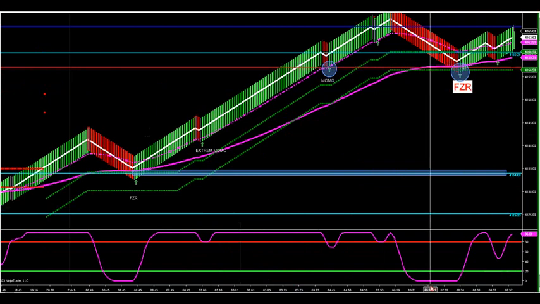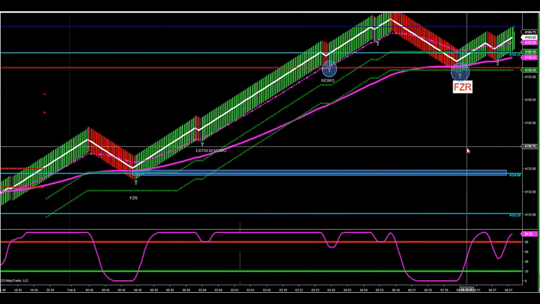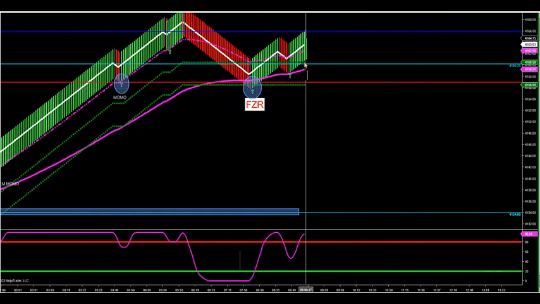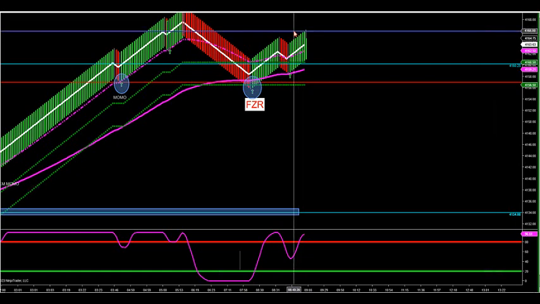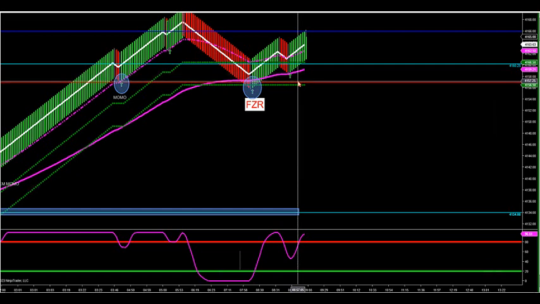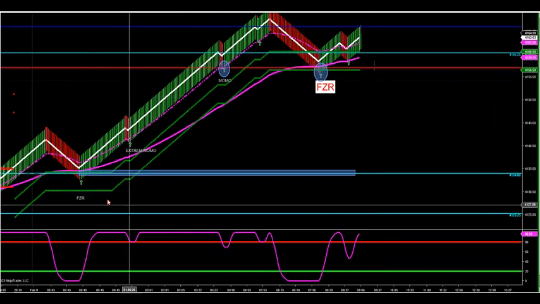All right, so now what I'm looking at today is I already set the edges. I already know what to look for. Right now, my point of control from yesterday is there, 66. It's contained. I know the high value area from a couple days ago is there. It's set the edge.